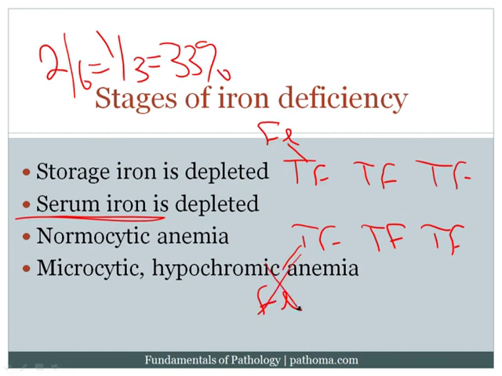Well, if this iron molecule is consumed, now only 1 out of 6 transferrin molecules is bound by iron, and so 1/6 equals roughly 16%. And so you can see that the percent saturation has gone down. When serum iron is depleted, the serum iron will go down and the percent saturation will also go down. So that's the next phase of iron deficiency.